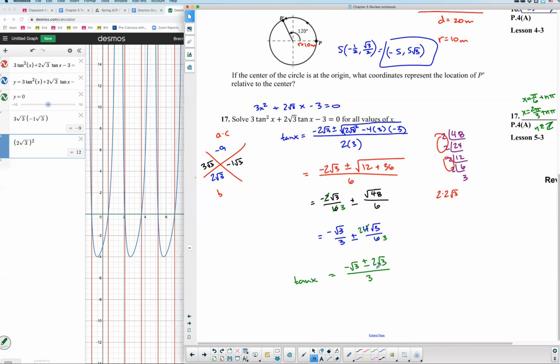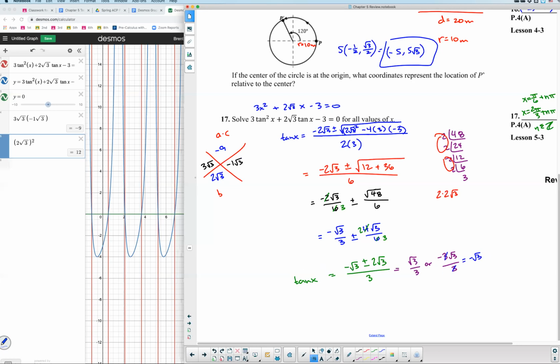And so how does this compare to my answer? When I see plus or minus, that means there's 2 possible answers here. When I reduce that, I could have a negative square root of 3 plus 2 square roots of 3, which would be 1 square root of 3 over 3. Or I could have negative square root of 3 minus 2 more square roots of 3, which is negative 3 square root of 3 over 3. Which simply becomes a negative square root of 3, which is exactly what I was going to be getting over here when we reduce.